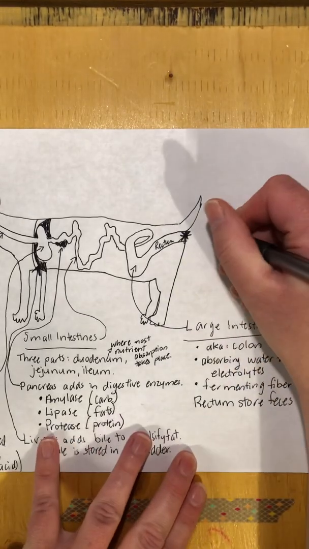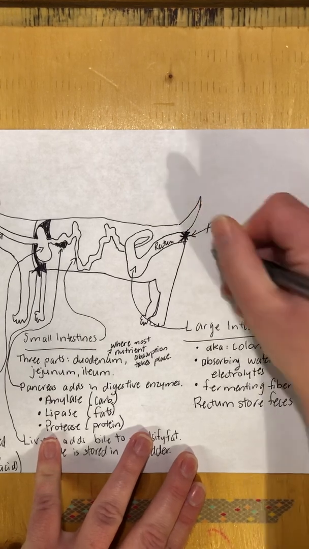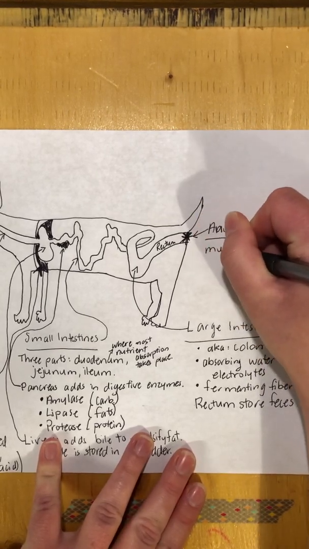And then lastly, we have the anus. Whoops, anus. So the anus is a muscular sphincter.